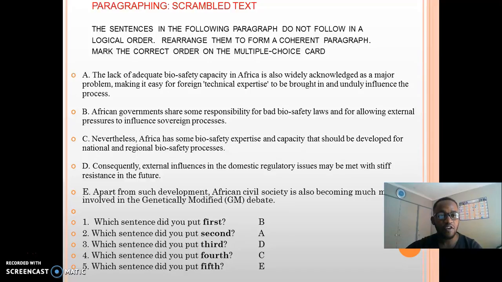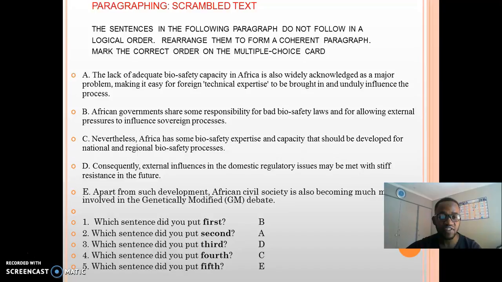Sentence A. The lack of adequate biosafety capacity in Africa is also widely acknowledged as a major problem, making it easy for foreign technical experts to be brought in and unduly influence the process. B. African governments share some responsibility for bad biosafety law and for allowing external pressure to influence sovereign process.